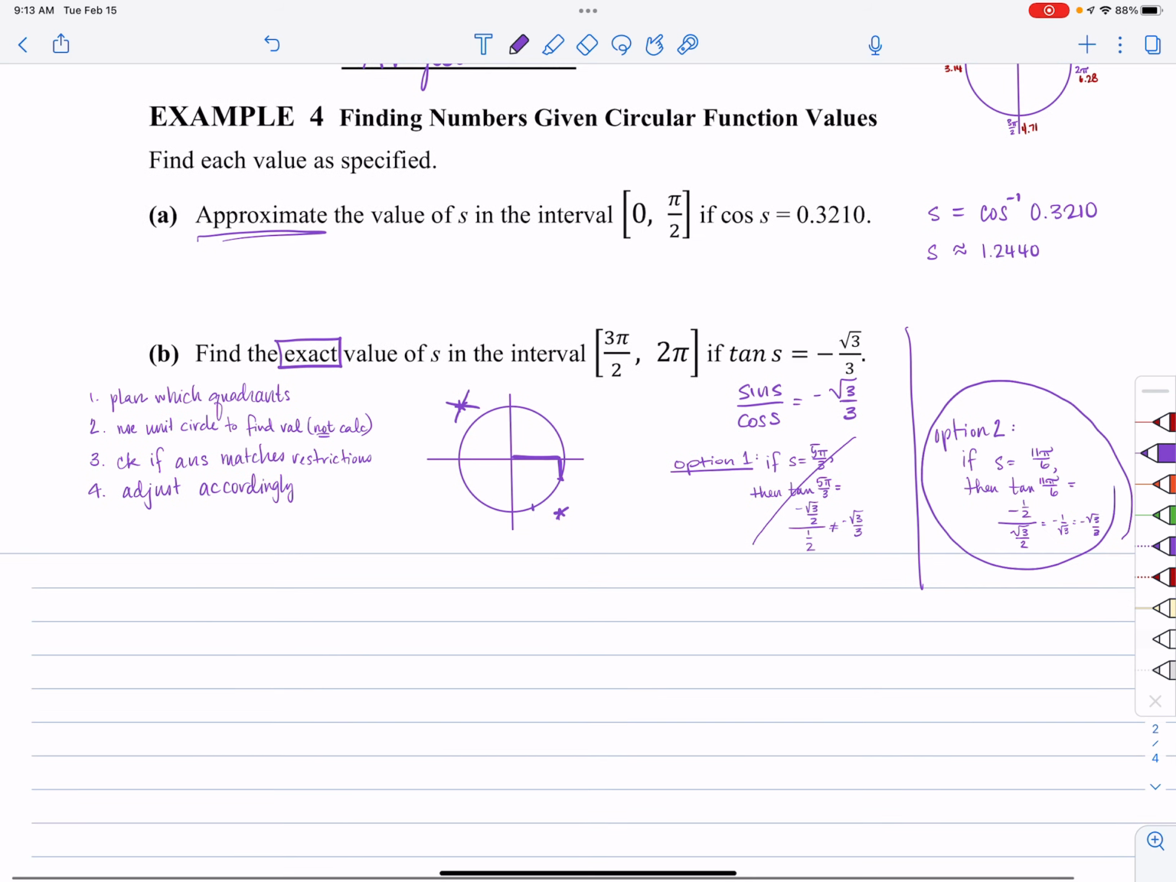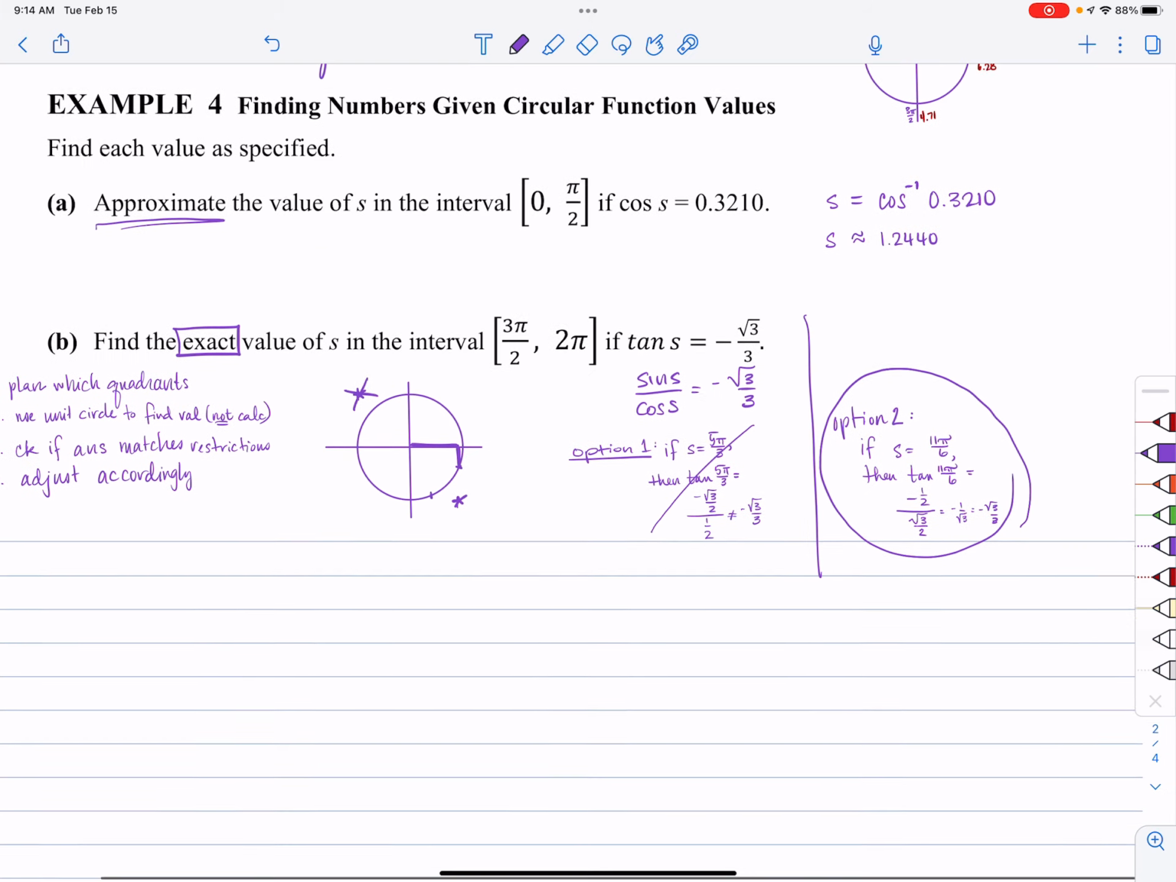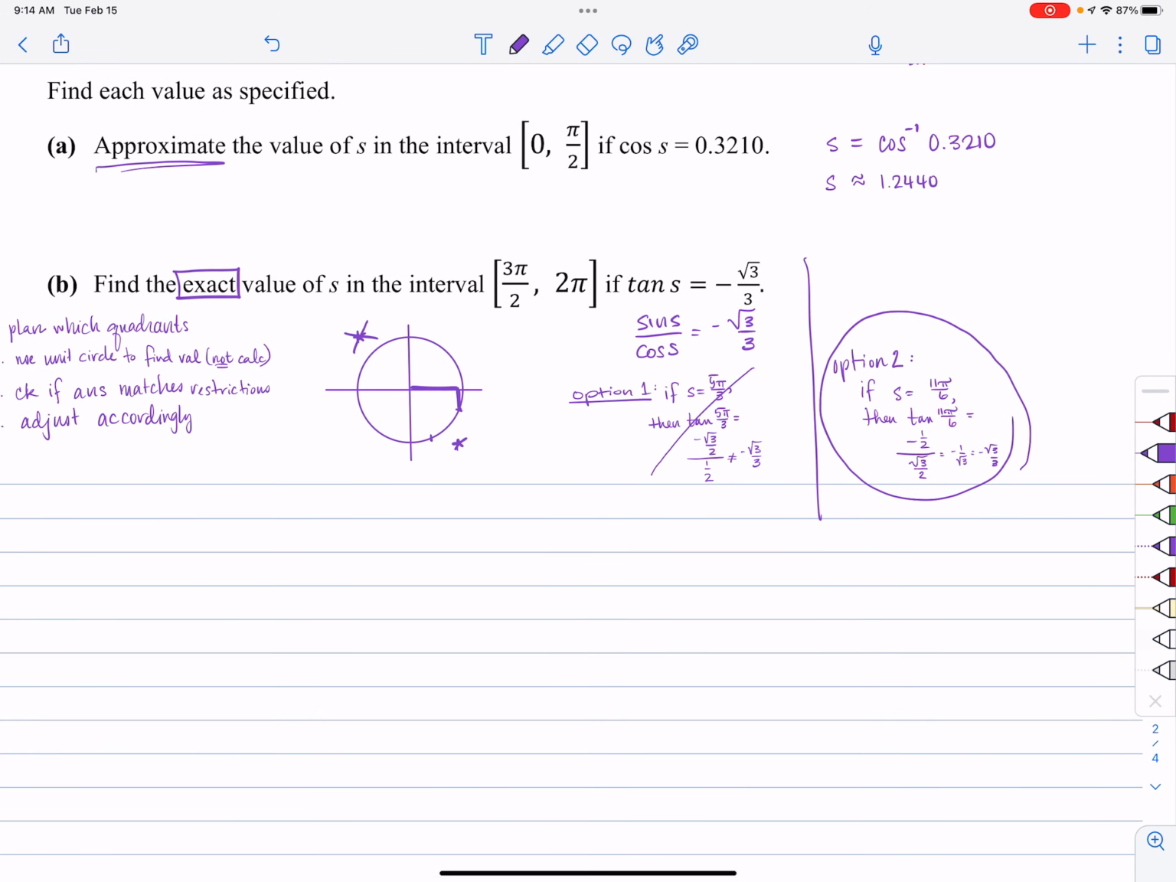We're going to check number 3, check to see that the answer matches my restriction. It does. It's in the fourth quadrant. So I don't need to adjust accordingly because it does meet that restriction. So my S value, for the final answer, my S is going to equal 11 pi over 6.